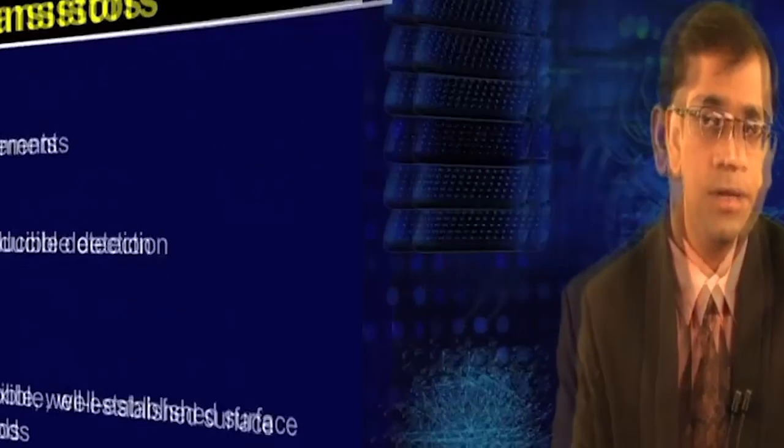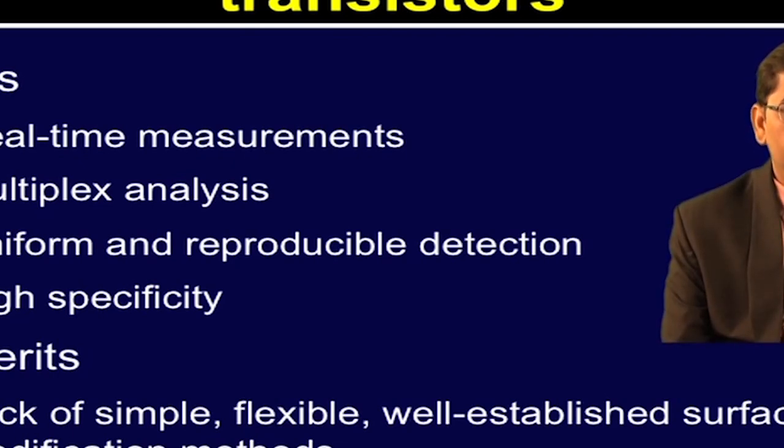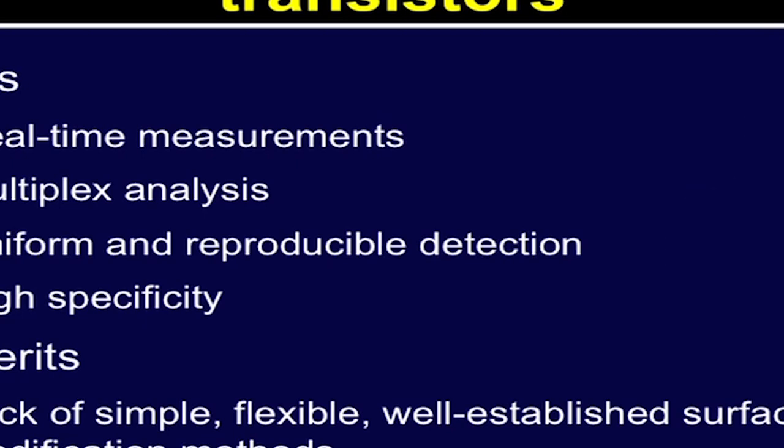Continuing our discussion on the silicon nanowire field effect transistors, we'll just go through some of their merits and demerits. This platform provides real-time measurement capability with multiplexing analysis ability. It is uniform and delivers reproducible results for various biomolecule detection. It also provides high specificity. Now, discussing the demerits, it lacks simple, flexible and well-established surface modification protocols, and that is one of its major limitations. Additionally, it is not very suitable for systematic studies.